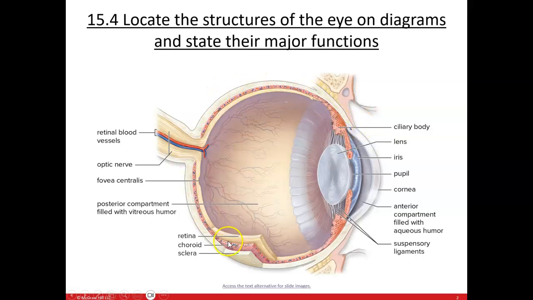So get a diagram. I'm going to come back to this diagram a lot. It's the same one that's in your textbook. I also have a diagram of the eye in the lab handout. So make sure you can identify where the parts are on a diagram of the eye, and then go down the names of the parts and make sure you know what their functions are.